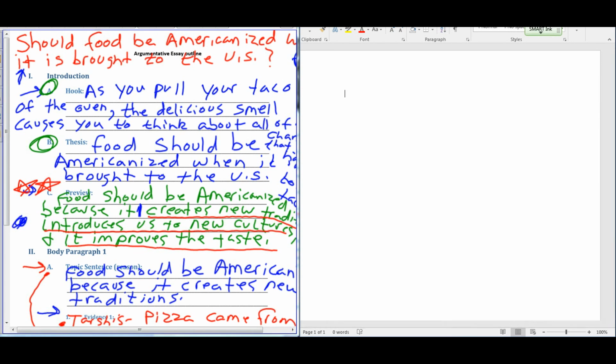And what I'm going to do is I'm going to write a few paragraphs, probably just the introduction, maybe the body, or the start of the body, just to give you an idea of what I mean. But this is pretty self-explanatory, so I probably won't write the whole paper, just a few things. So we start with our hook. We're going to put, as you pull your taco out of the oven, the delicious smell causes you to think about all of the changes it has went through.